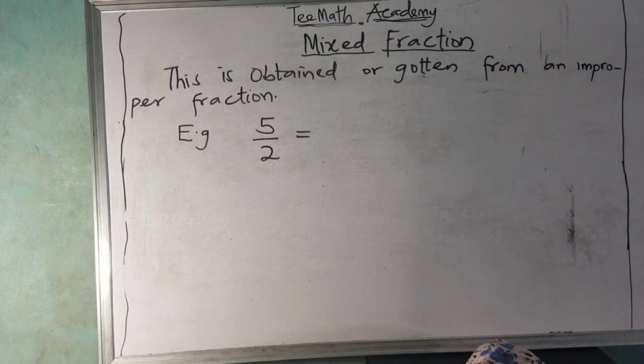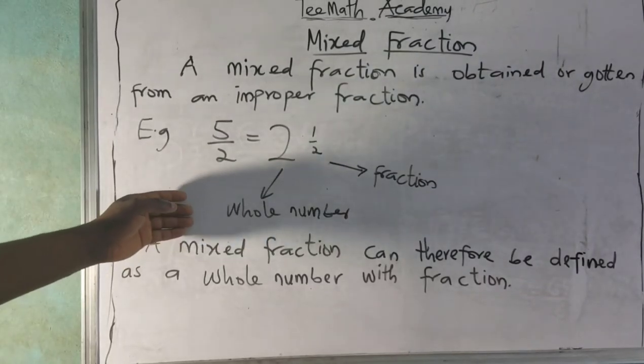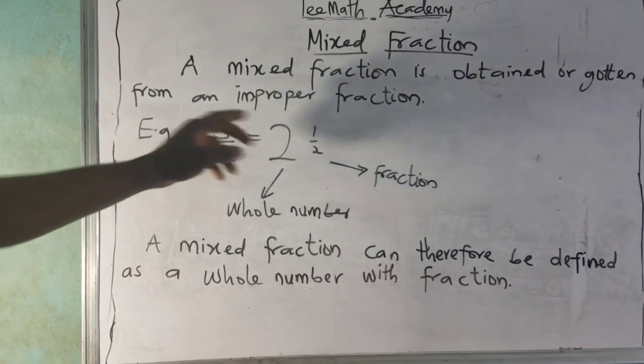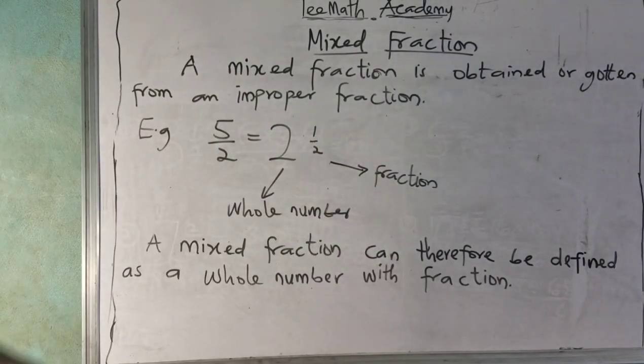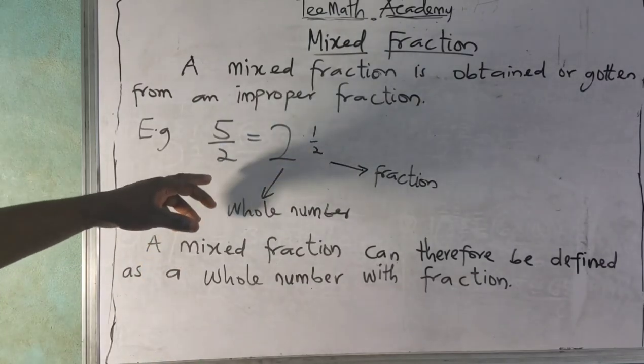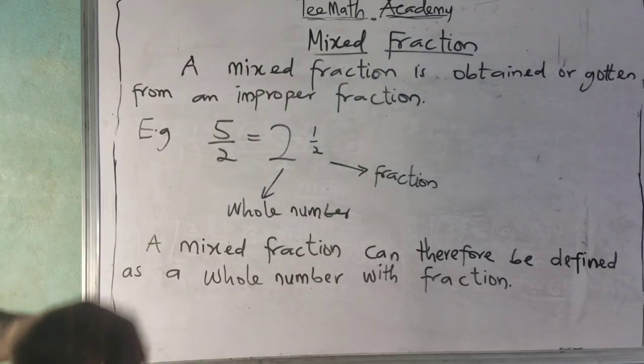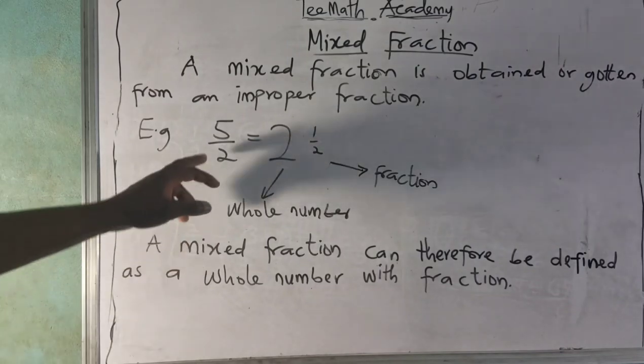So for example, we have 5 over 2. We want to see how this one will give birth to the mixed fraction. Now if you look at this 5 over 2, any division starts from the denominator.